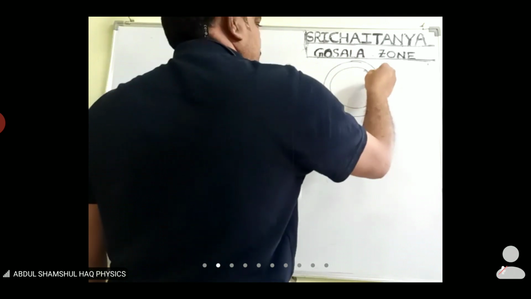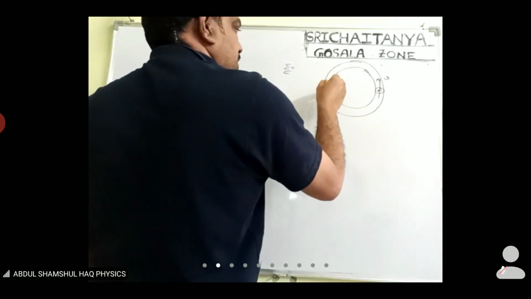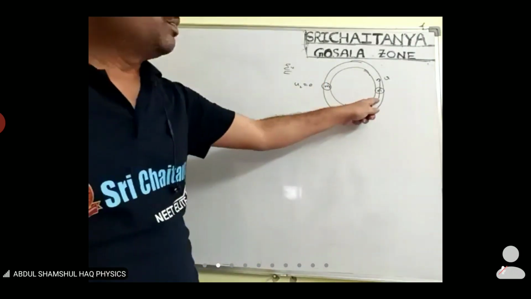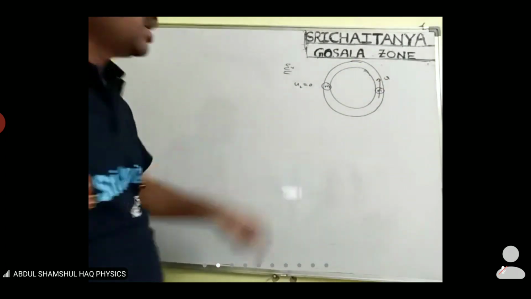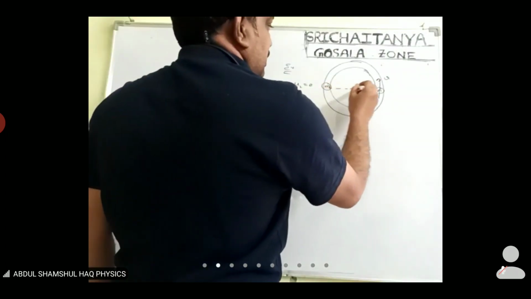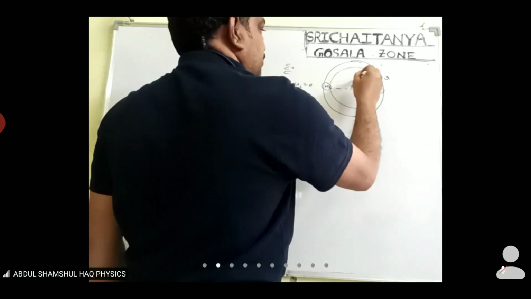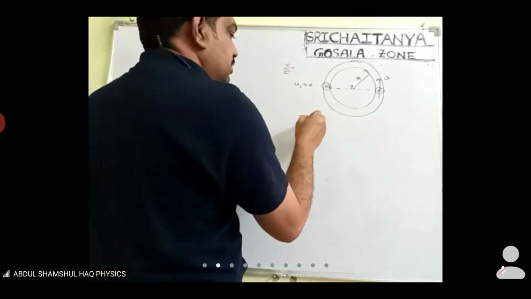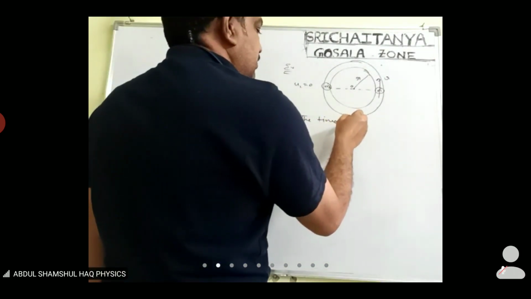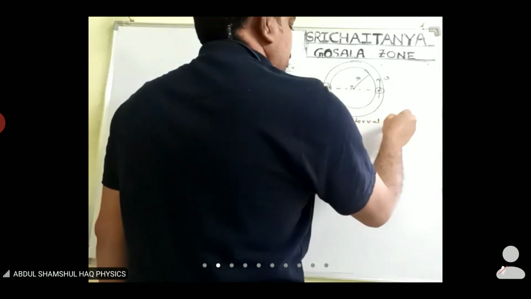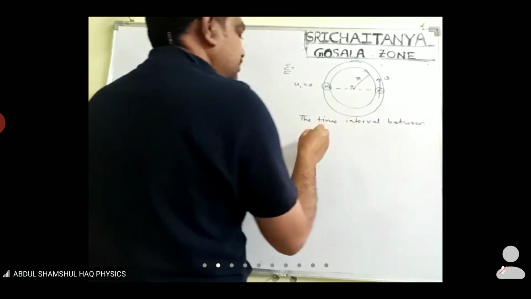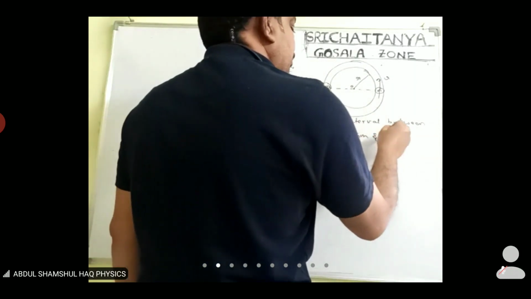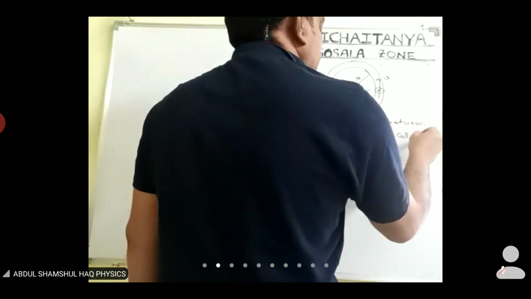A body of mass m moving with a velocity v strikes another body of mass m at rest, at the diametrically opposite end. This is a ring of radius r. Students, calculate the time interval between the first collision and the second collision.